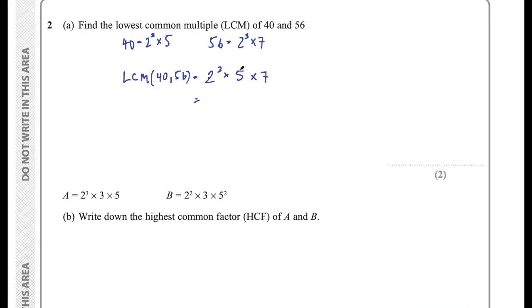So 8 times 5 is 40, and then multiplied by 7. 4 times 7 is 28. So 40 times 7 is 280. And that's our answer.